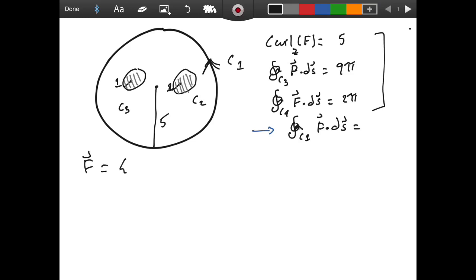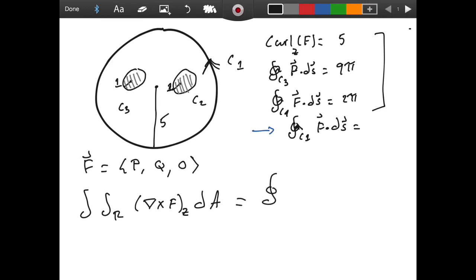If f is a two-dimensional vector field, P Q, we can make it a three-dimensional vector field just by adding a 0 component. And now we can use Stokes theorem. And if we do Stokes theorem, this is one of my previous videos, we can write it in this way: the integral over the region R of the z component of the curl of f, dA, is equal to the integral over the boundary of R with the positive orientation of f dotted with ds.